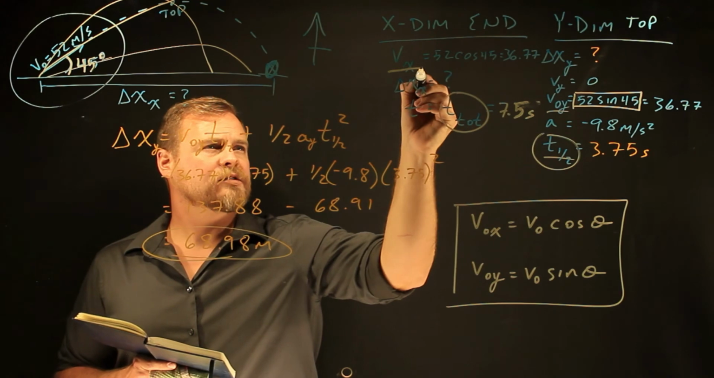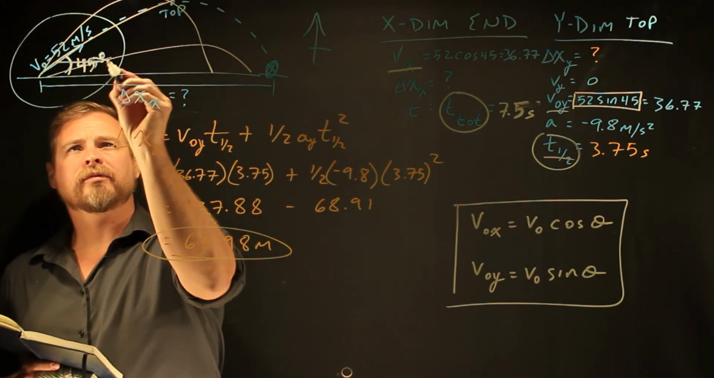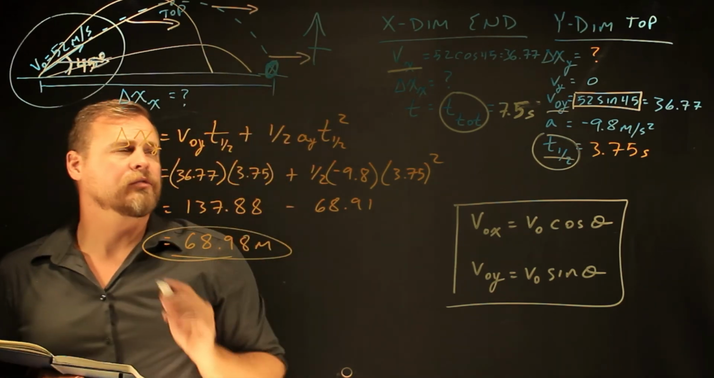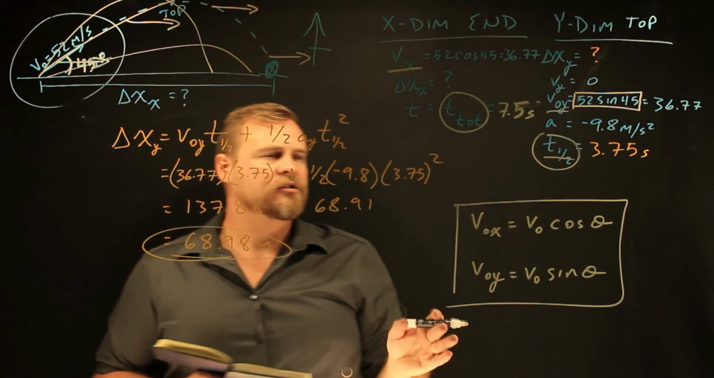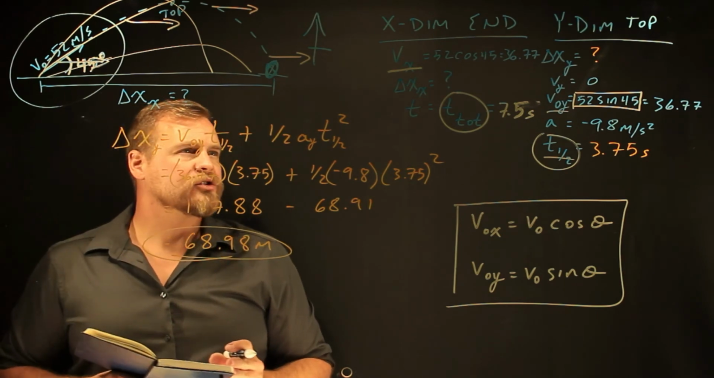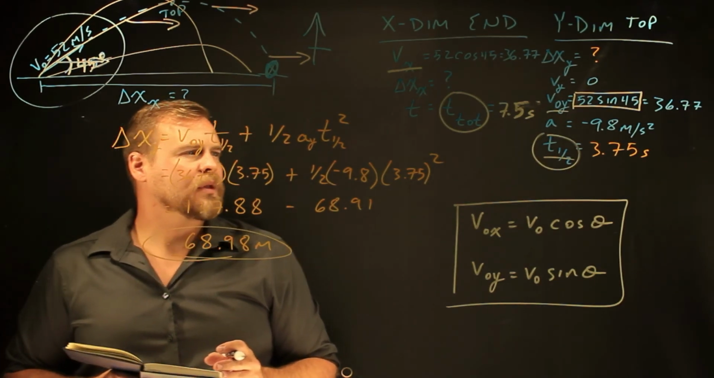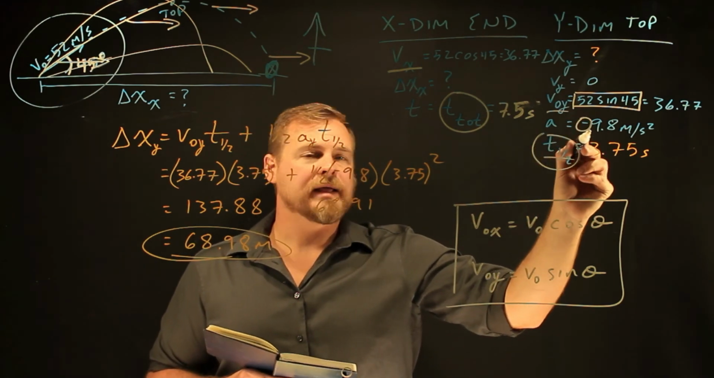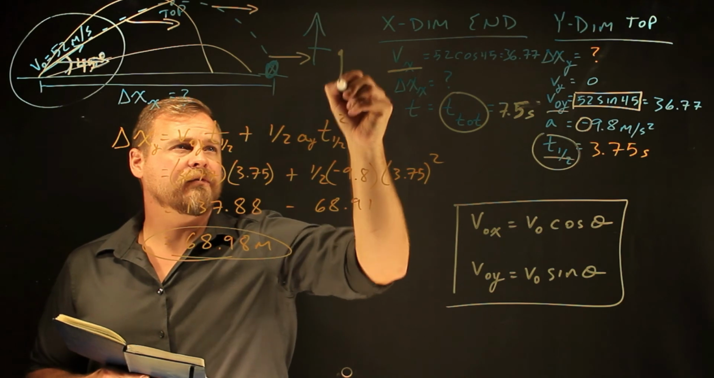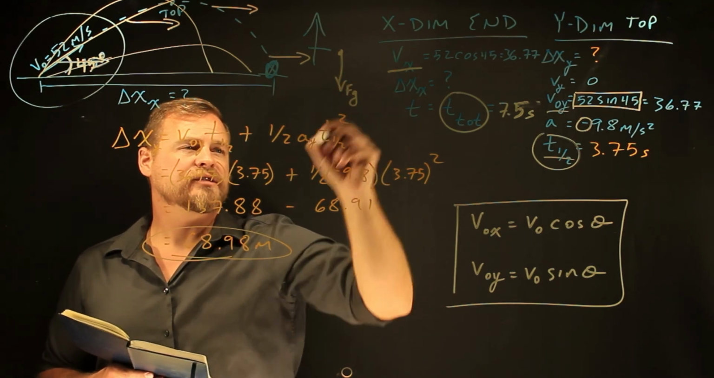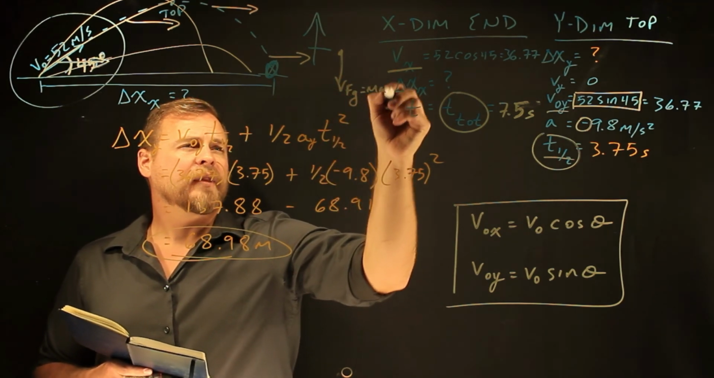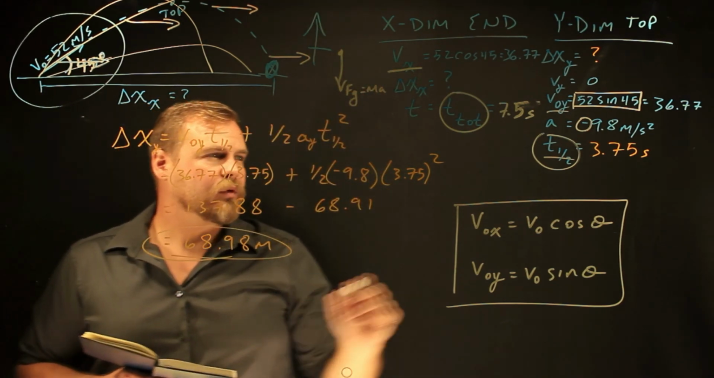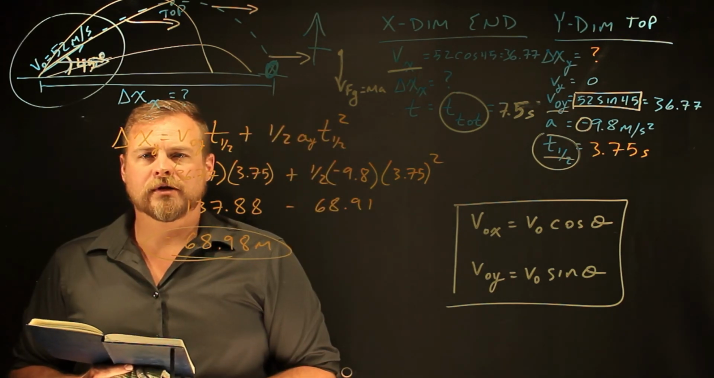My v sub x is the same all the way through, no matter where I am in the trajectory. The x dimension velocity does not change. There is no acceleration. It's a constant velocity. And then the other thing we looked at was the acceleration here was negative because the force due to gravity, which causes this acceleration, is down all the time, and it's opposite of my reference point. So that's what makes that negative. All right, that's all I got. Thank you.